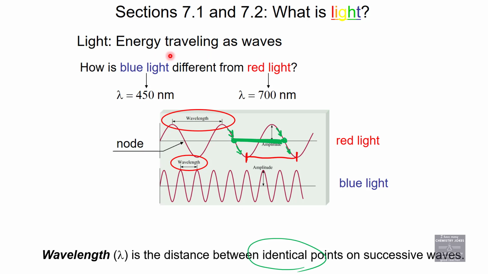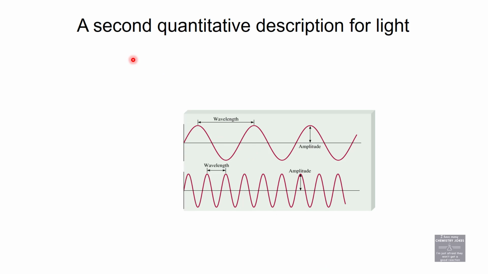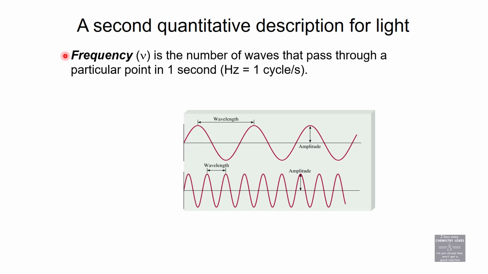So these are lights in the visible spectrum. We're going to get back to that in a minute, but let's continue our discussion of red light and blue light as well. So wavelength is one thing, one property that we will use to talk about waves. Frequency is another property that we will use to talk about waves. Frequency is how many waves pass through a particular point in 1 second.